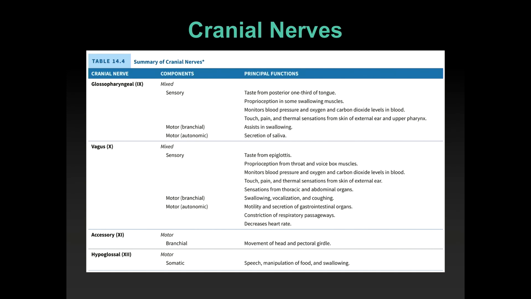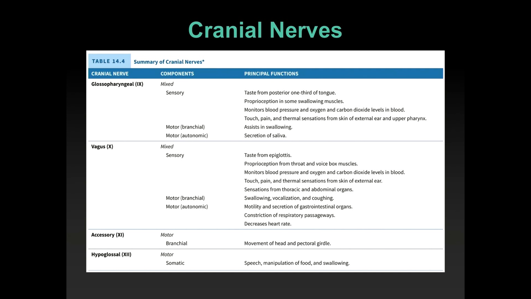Olfactory, optic, oculomotor, trochlear, trigeminal, abducens, vestibulocochlear, glossopharyngeal. What's the last one? No, the 9th one. Hypoglossal, vagus, accessory. No, vestibulocochlear, glossopharyngeal, vagus, accessory, hypoglossal.